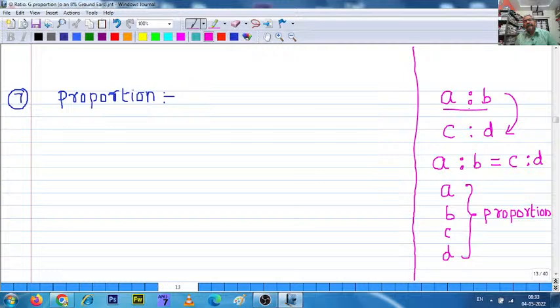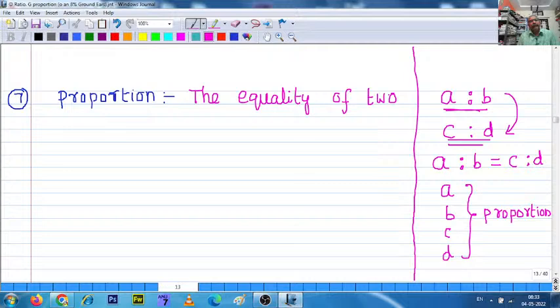So that means if A is to B is equal to C is to D, then A, B, C, D, all these four terms, are said to be in proportion. Simply, we can write: the equality of two ratios is called a proportion.